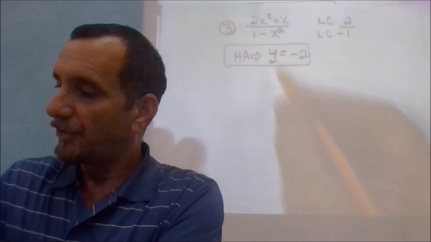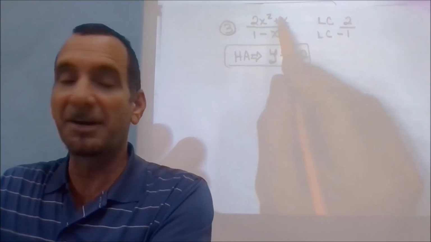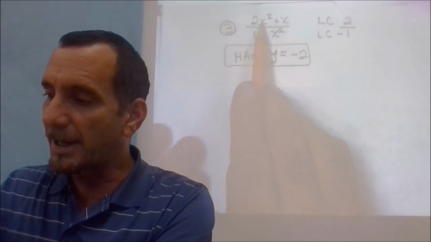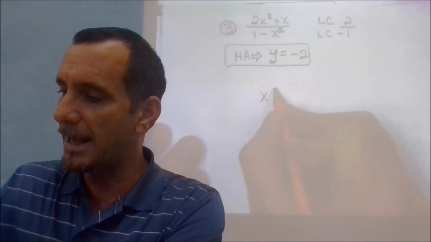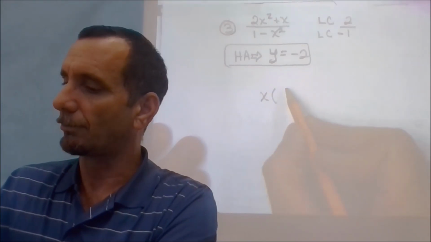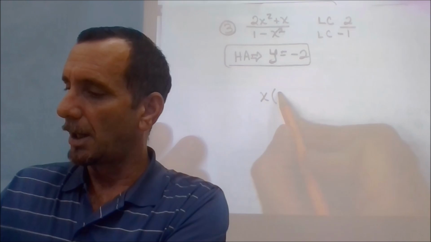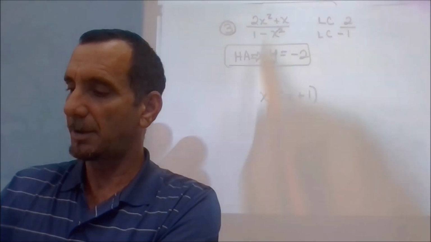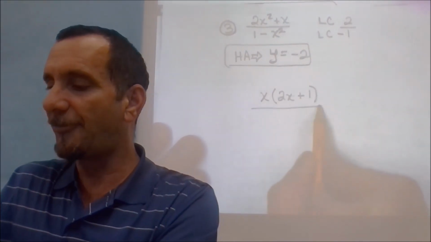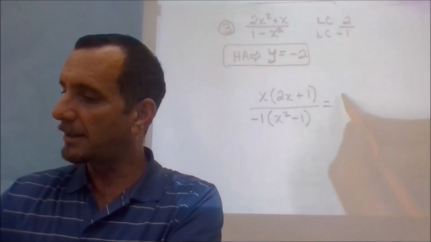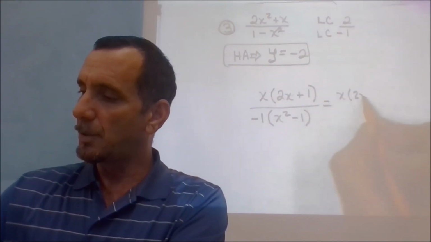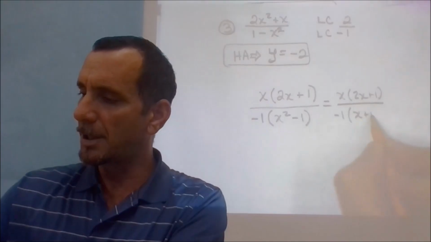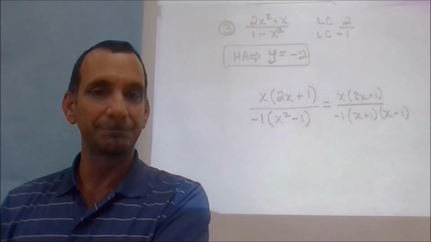Let's do that. I'm going to factor because I want to see the factors of the numerator and the factors of the denominator. I know greatest common factor, I can factor an x. And now I'm going to factor the denominator, so that we have x times 2x plus 1 over x plus 1, x minus 1. There we are.